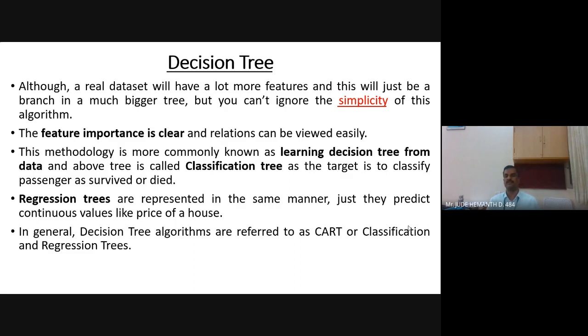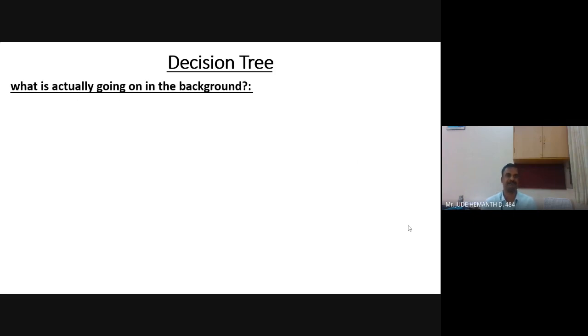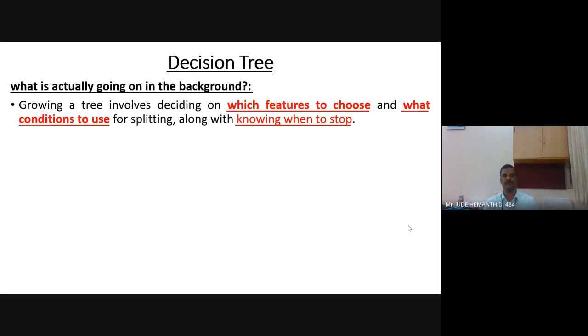CART algorithm. C stands for classification, A stands for AND, R stands for regression, and T stands for trees. That means this simple method can be used for classification application and regression application. In short, they call it the CART algorithm. So now we saw the theoretical procedure. Now we will see how this tree is grown and what processes are being done in the algorithm part, right?